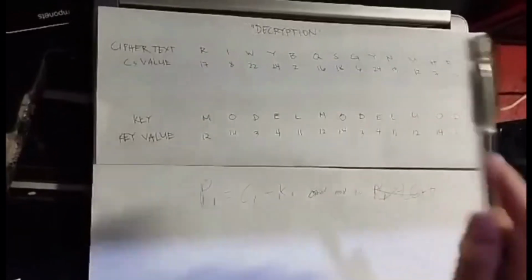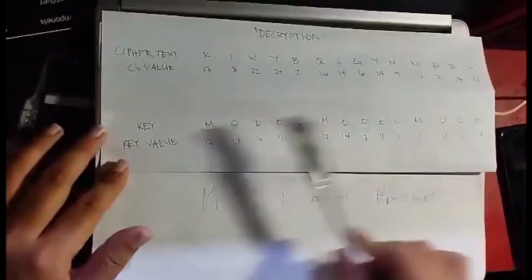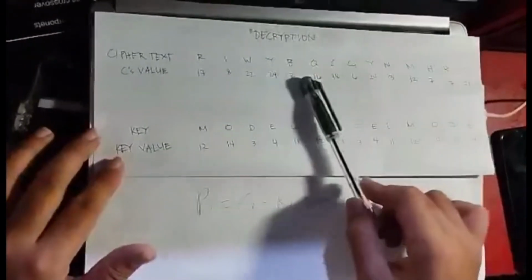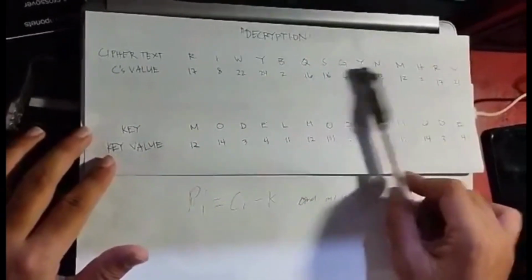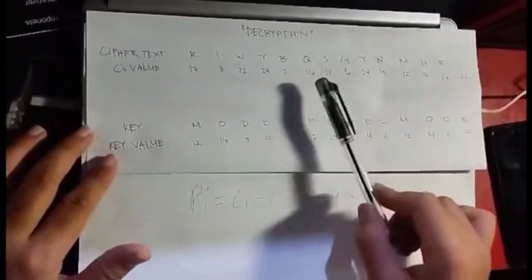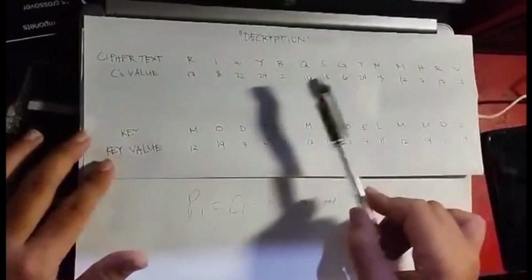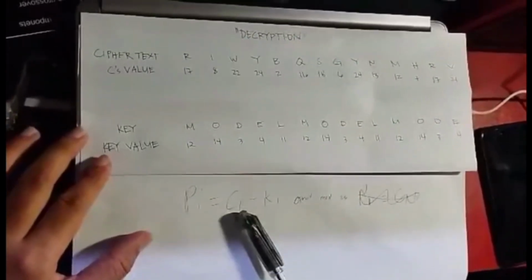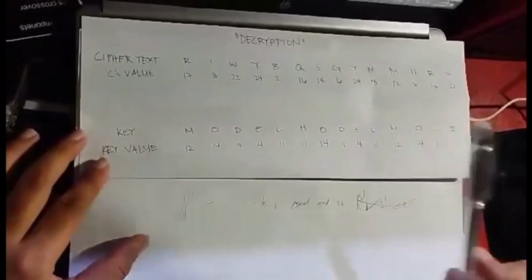Let's proceed to decryption. So let's ignore the key and the key value. Let's focus on the ciphertext and the CS value. Since we already know how to encrypt plain text, we will also teach you how to decrypt ciphertext. For the decryption, the formula again is Pi equals Ci minus Ki mod 26, if applicable.